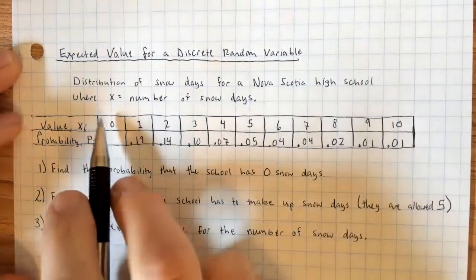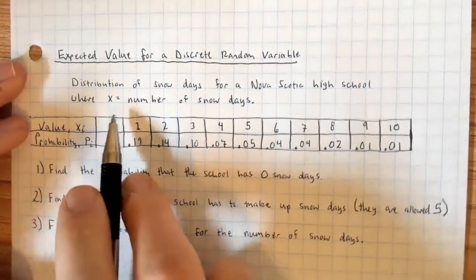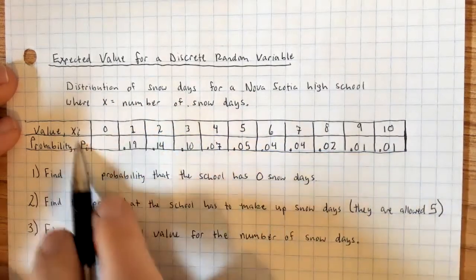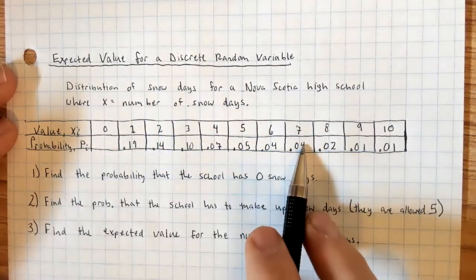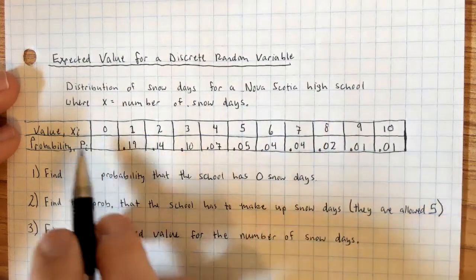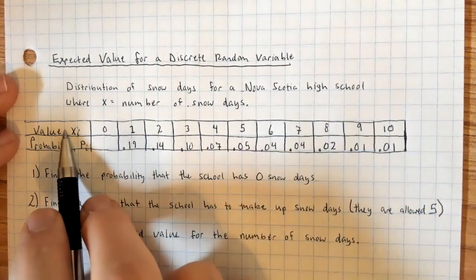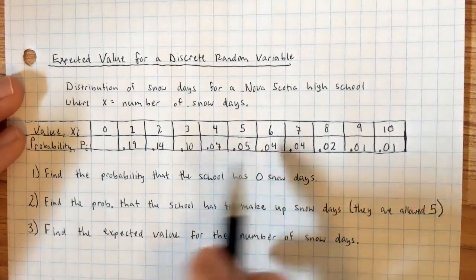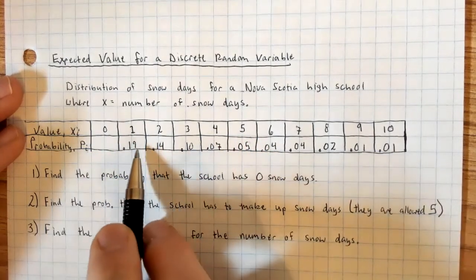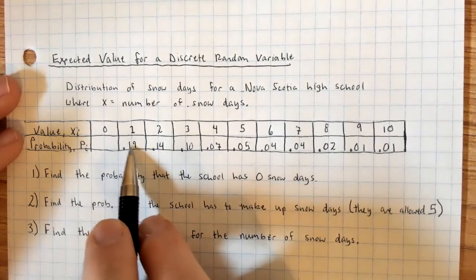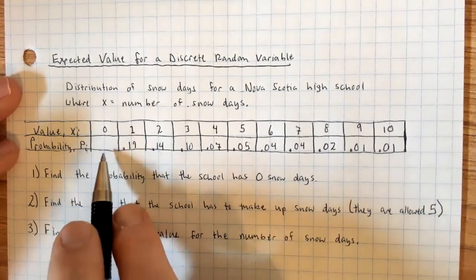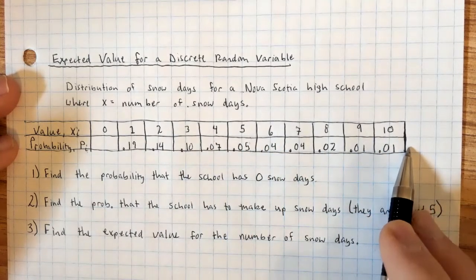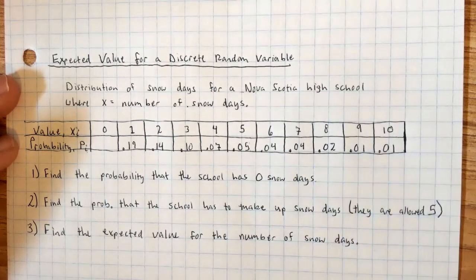But I've got some information here on a high school in Nova Scotia where X is the number of snow days, and we've just got the distribution of it here. So one thing I wanted to make clear with this distribution is it's a random variable, but it's still just a probability distribution. So each individual probability, that's what's meant by the i, has to be between 0 and 1. It still follows our basic probability rules, and all of these outcomes added together have to have a probability of 1, or 100%.